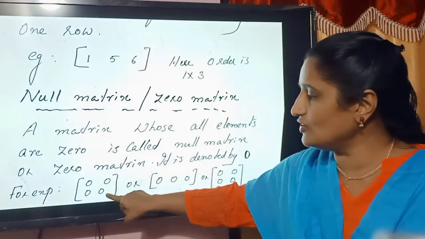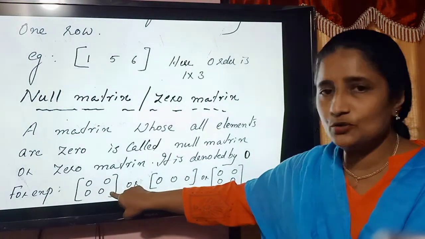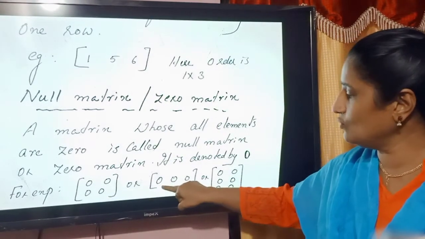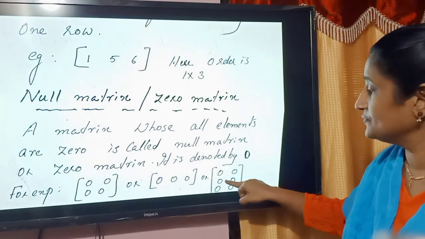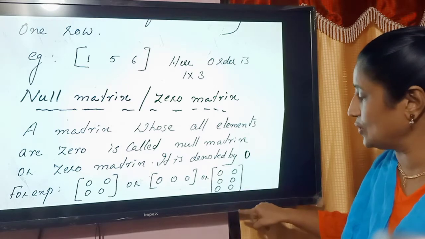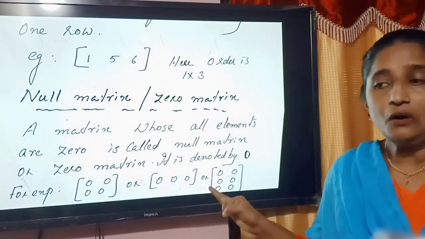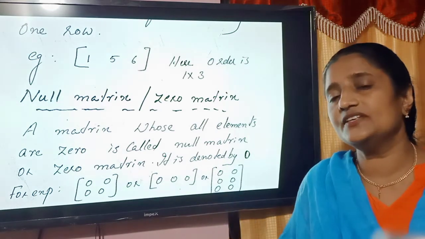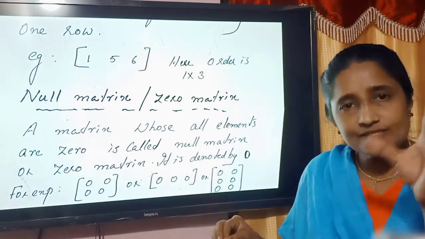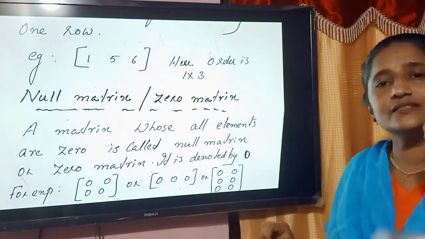The first one, what is the order? It's a 2 by 2 matrix. In the second one, what is the order? 1 by 3 matrix. In the third one, how many rows? 3 rows, 2 columns, 3 by 2 matrix. Now in all these matrices the elements are 0. So we can say that this is a zero matrix and it is denoted as 0.